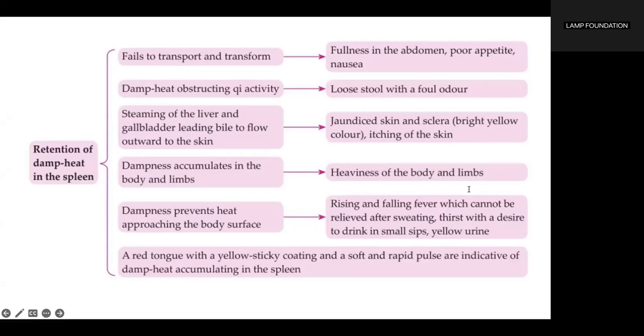Dampness obstructs the middle burner and prevents the descending of stomach qi. This causes nausea and a feeling of fullness of the epigastrium. Dampness is sticky, hence the sticky taste and sticky tongue coating. A feeling of heaviness is caused by dampness as this obstructs the muscles. The blocked nose and yellow nasal discharge are due to dampness in the stomach channel on the face. This is a common cause of chronic sinusitis.